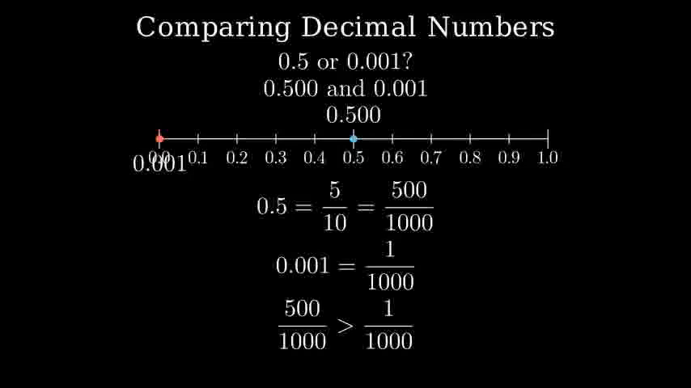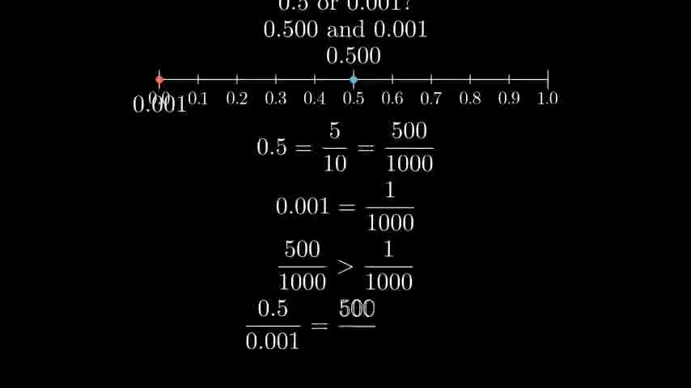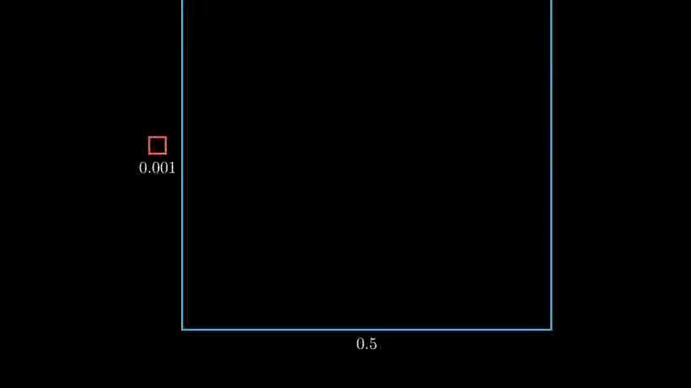Let's see how many times larger 0.5 is than 0.001. If we divide 0.5 by 0.001, we get 500 over 1, which equals 500. Let's visualize this difference with rectangles. If this small rectangle represents 0.001, then 0.5 would be represented by a rectangle 500 times larger.